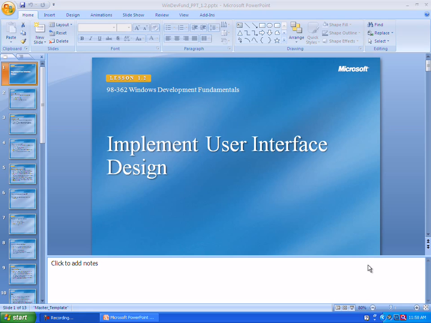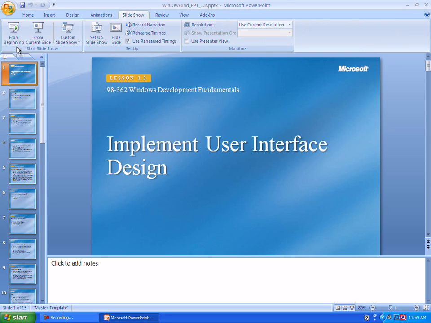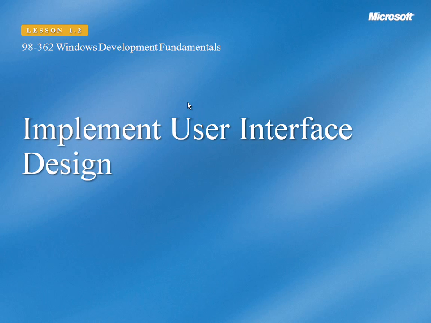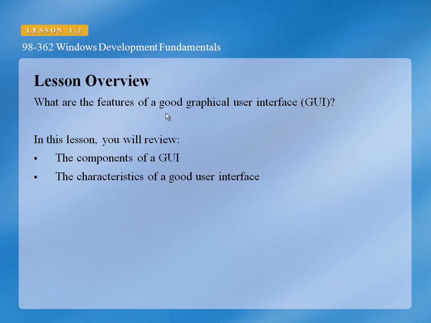Now we start with our second module. In this module we are going to implement the user interface design. Now we start with the lesson overview. There are mainly two parts. First is the components of GUI and the characteristics of a good GUI.